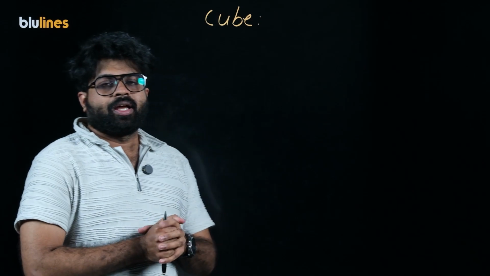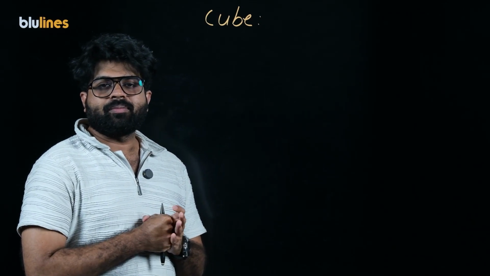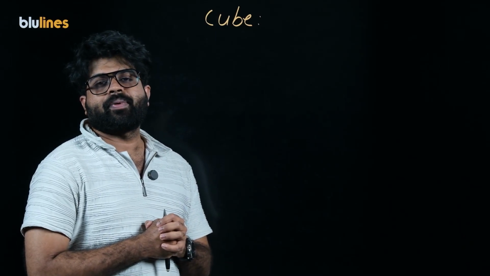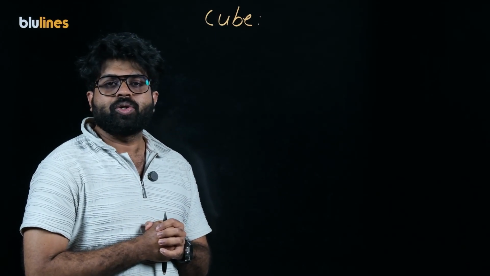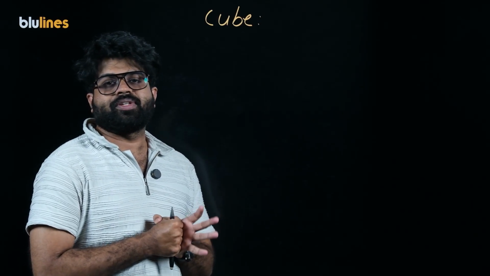Cube. A cube is defined as: if we have a number and we multiply that number 3 times. For example, if I pick 2, 2 multiplied by 2 multiplied by 2 is equal to 8. So that is the definition of a cube.